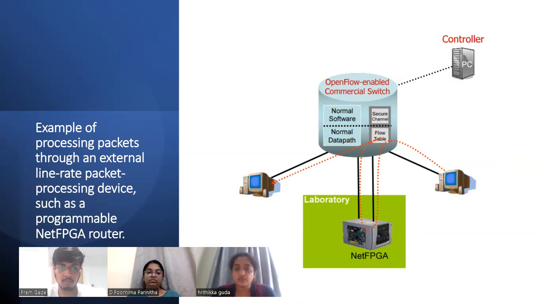So as we discussed earlier, the diagram shows the following components: OpenFlow controller, OpenFlow enabled commercial switch, normal software, secure channel, normal data path. So this is just an example of how it is used wherever it is required. Next slide, please.